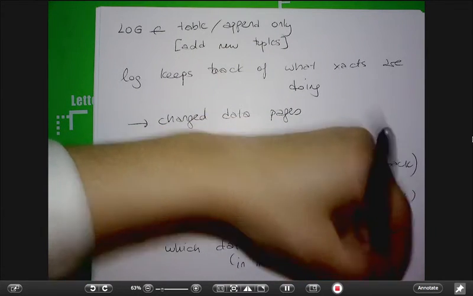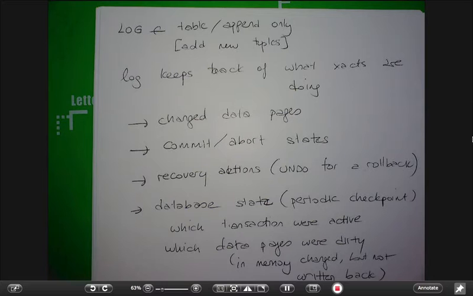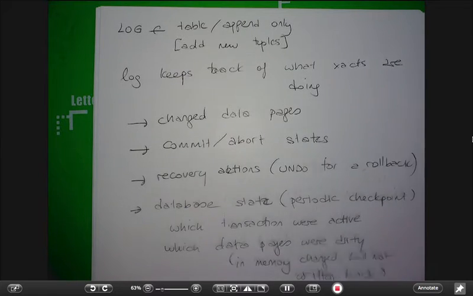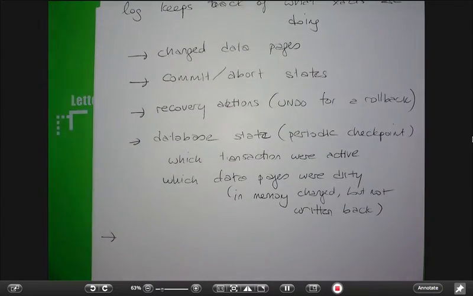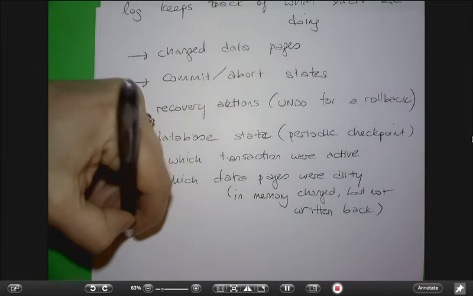Right. We will get back to all of these in detail, but this is what a log is, right? You keep track of all of this stuff. And a very important point is that log is also created in memory.